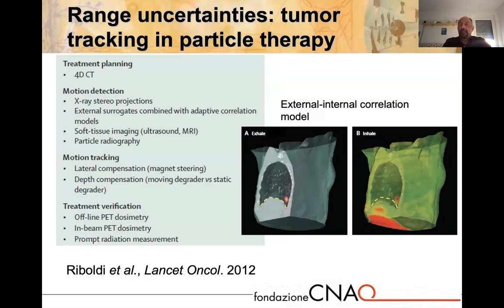These are other examples of how you can handle moving targets using 4D CT, a superimposition of many 3D CTs that gives you a 4D CT. And then you need motion detection, motion tracking, and of course you still need treatment verification.